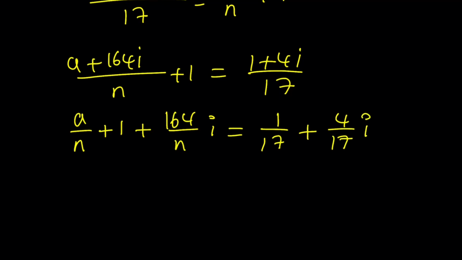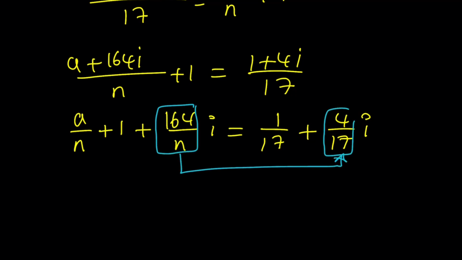So here's what I need to do. I need to set the real parts equal to each other and the imaginary parts equal to each other. So here's how it goes. The imaginary part here and the imaginary part here, we can set those equal to each other directly. And guess what? That's going to give us the value of n directly. We don't need to find a. It's not asking for a. The problem is asking for n.